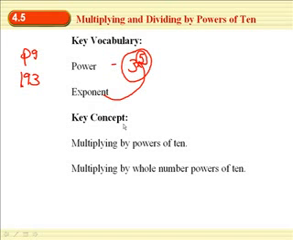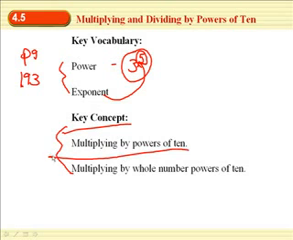So your key concept box, if you will look on, and you're writing this. Multiplying by powers of 10, first off, that's the name of the key concept box. The first line says multiplying by whole number powers of 10. So here's how I remember this. When you're multiplying by a whole number, the number gets bigger.